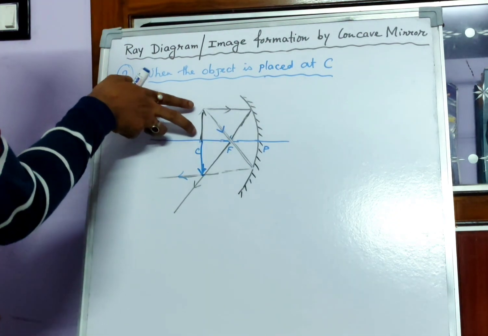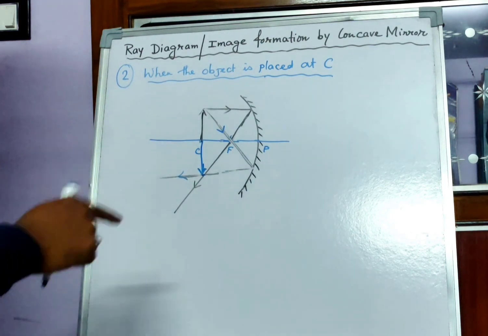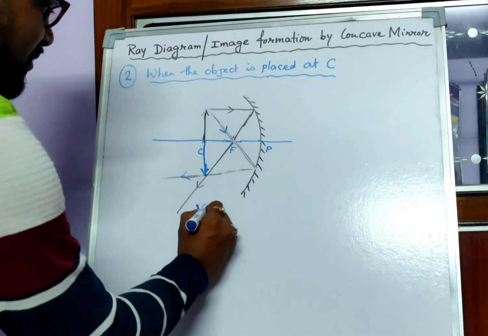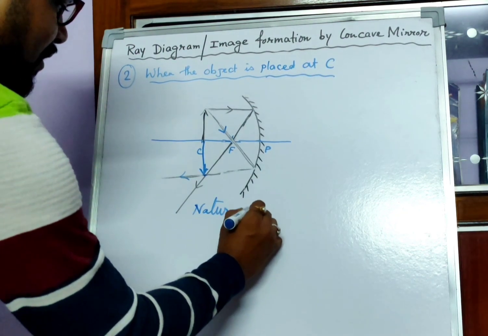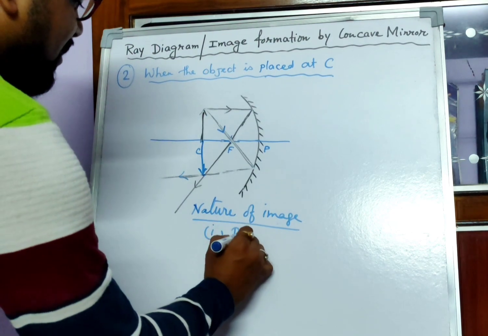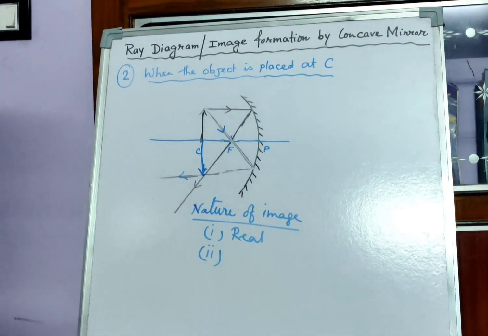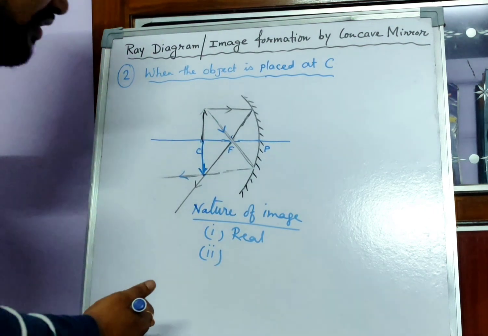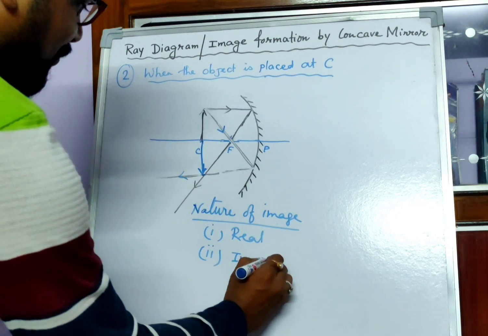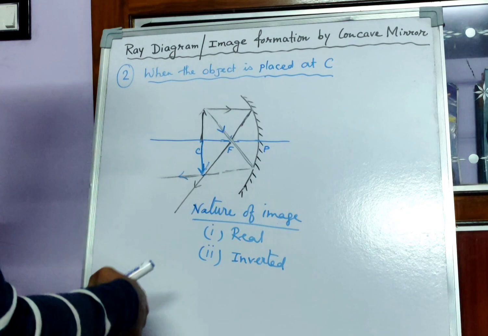So if we place any object exactly at the center of curvature, the image will also form exactly at the center of curvature, but it is upside down. So what is the nature of the image? As the rays are actually meeting, it is a real image. Whenever the image is forming in front of the mirror, it is called a real image. And next is inverted. Inverted means upside down. You can see the arrow is upside down, that's why it is inverted.